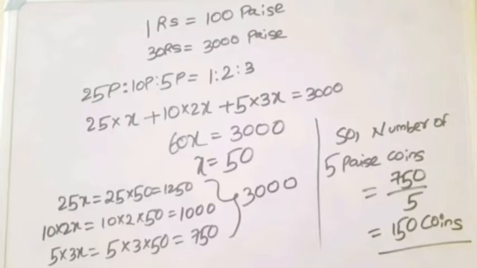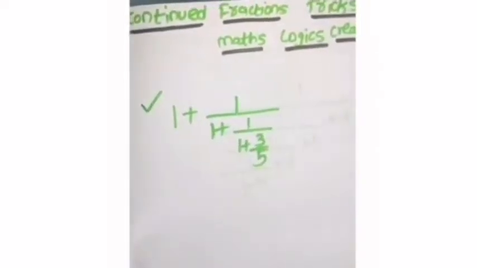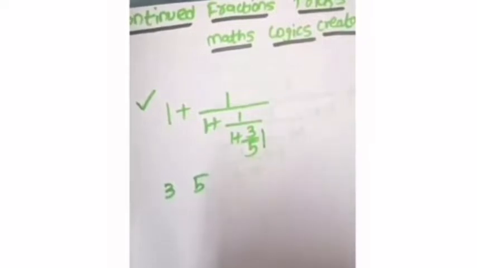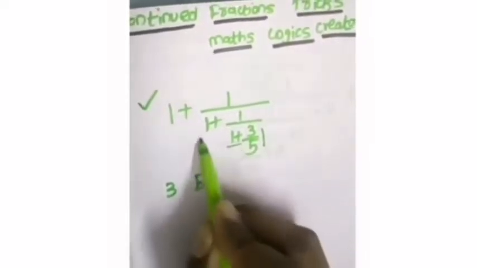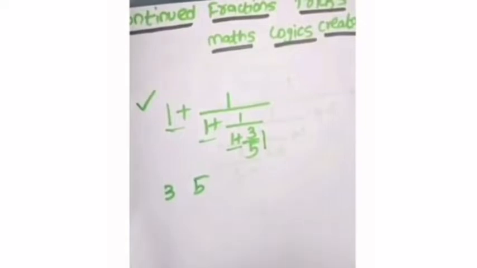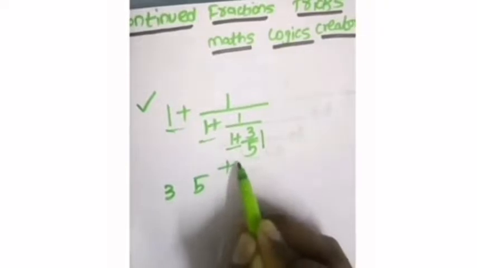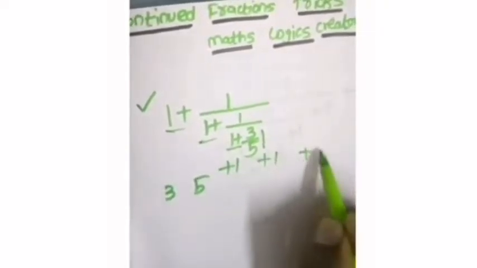We have 150 coins. Want to do a sum like this, so you have to do steps like this. Take this last fraction, that is 3 by 5, and write 3 and 5 here. Then write down what all ones you have. In this question we have 3 ones, so write like this: 1, 2, 3, plus 1 and again plus 1.